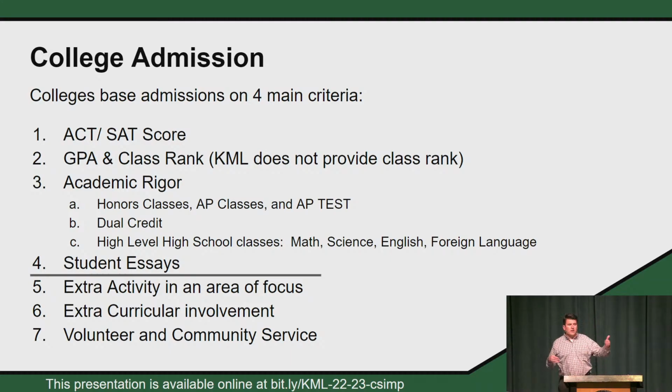To get into college, colleges are going to look at 4 main criteria, and you can see those 1 through 4. ACT or SAT score, we'll talk about that in a second. GPA, and then colleges say they also look at class rank. Just for your information, we do not release class rank for the purposes of admission. The reason we changed that a few years ago is because it tends to hurt our students.